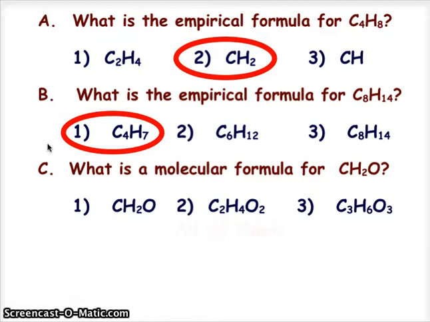So what is the molecular formula for CH2O? Which one of these could be a molecular formula if the empirical formula is CH2O? So is it CH2O, C2H4O2, or C3H6O3? So what we're looking for is a ratio of 1 to 2 to 1. And the answer is actually all of them. All of them have that given ratio of 1 to 2 to 1. 1 carbon for every 2 hydrogen and every 1 oxygen.